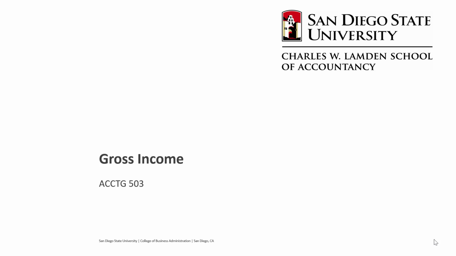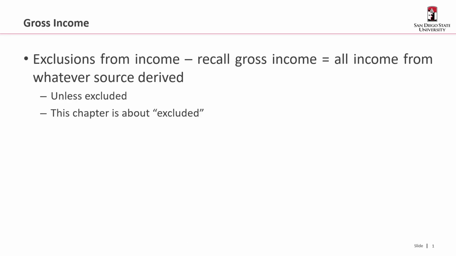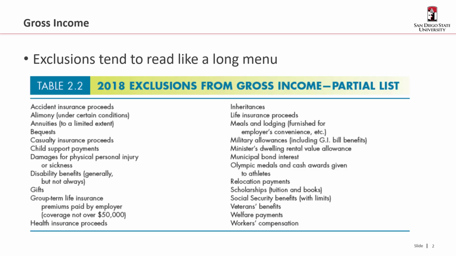And most of what we're going to cover in this chapter is related to exclusions. So let's recall, gross income is income from whatever source derived, unless it was excluded or deferred. And this chapter is all about excluded.